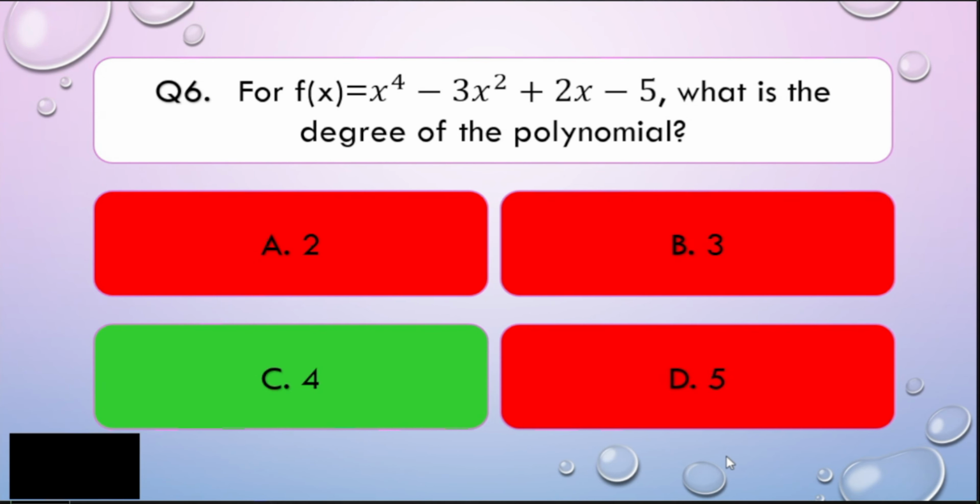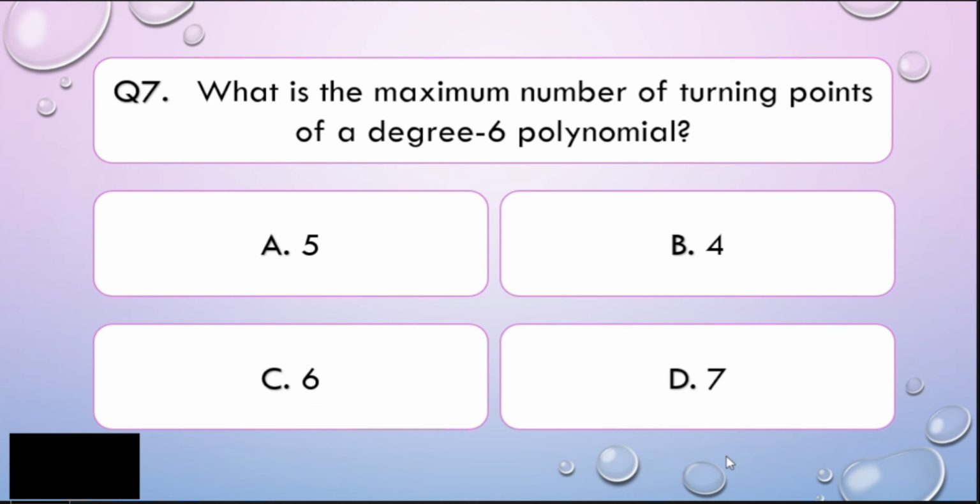Now, let us go to question number 7. What is the maximum number of turning points of a degree 6 polynomial? Is it A, 5, B, 4, C, 6, or D, 7? I'll give you 5 seconds to think about your answer.